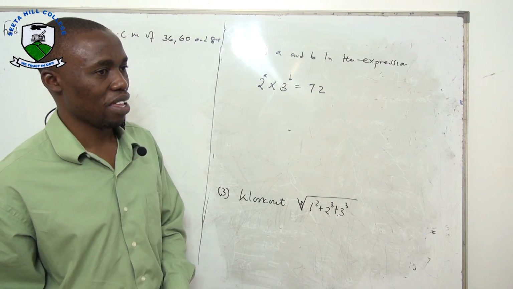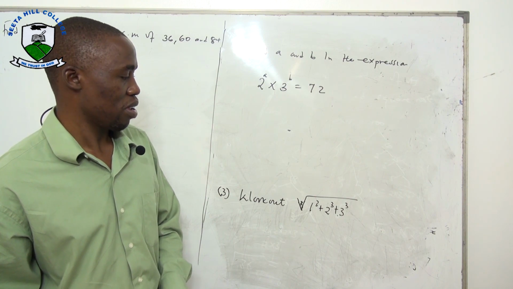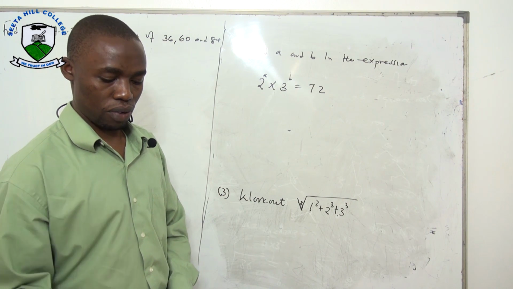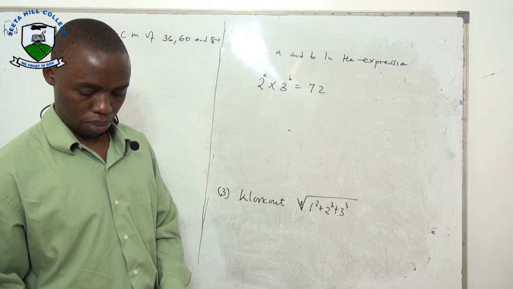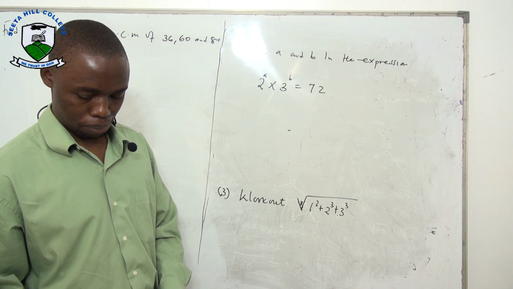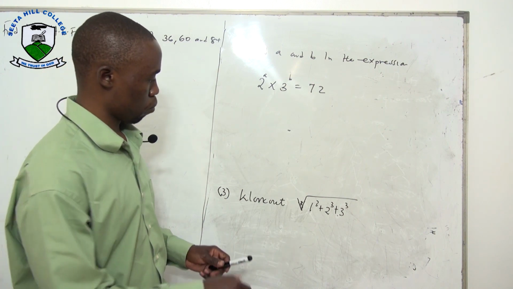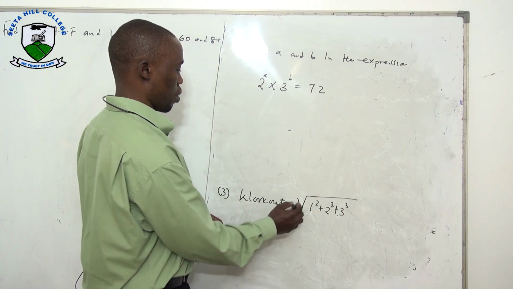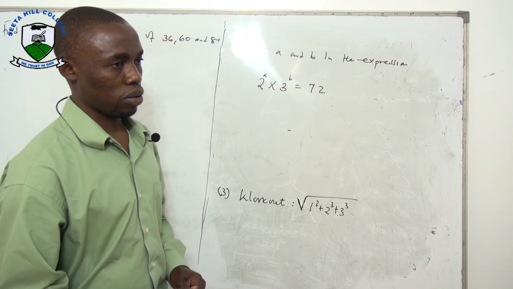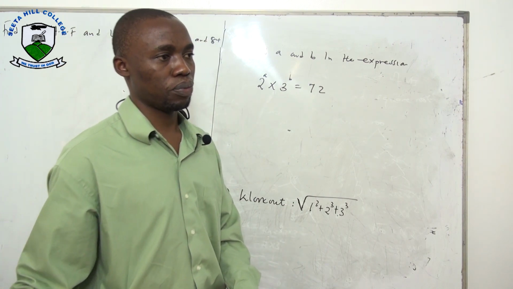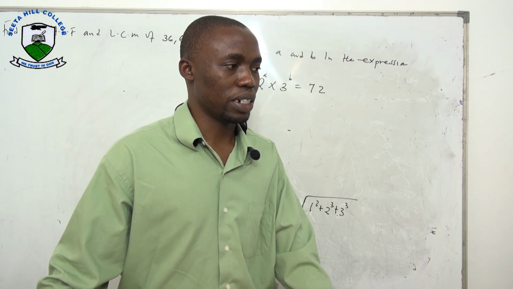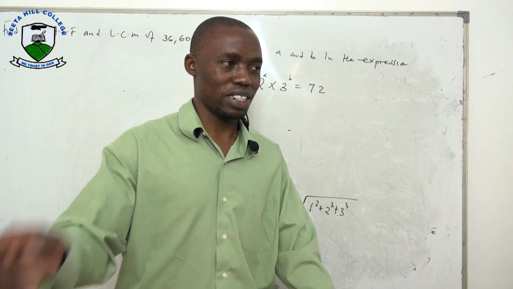Have you got the answer? The square root. What is that square root? For me I've got 24. 24. That's correct. How did you break that square root inside there?